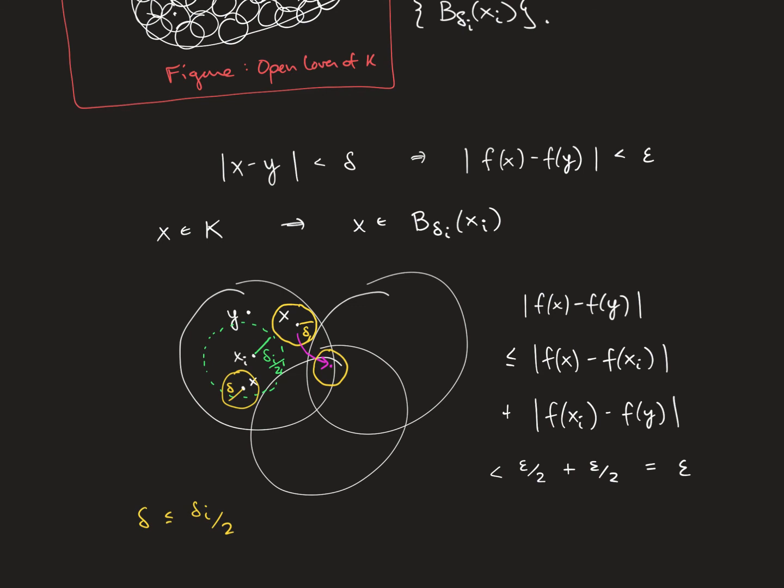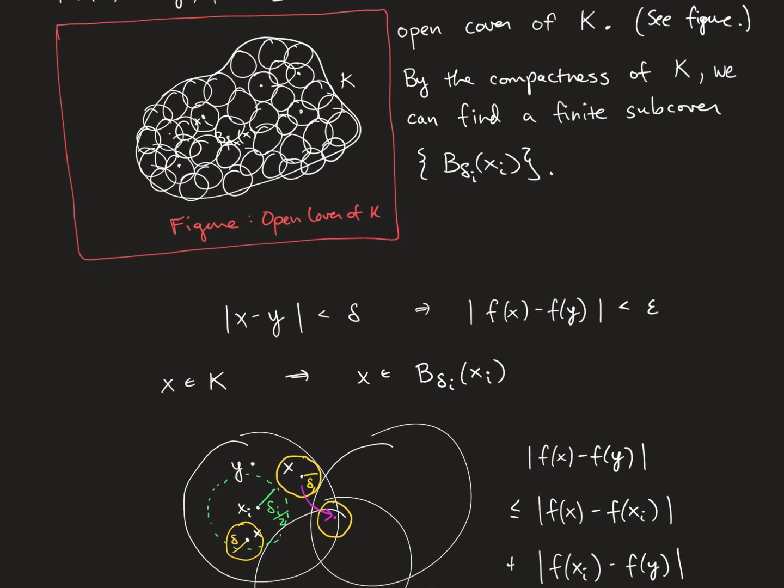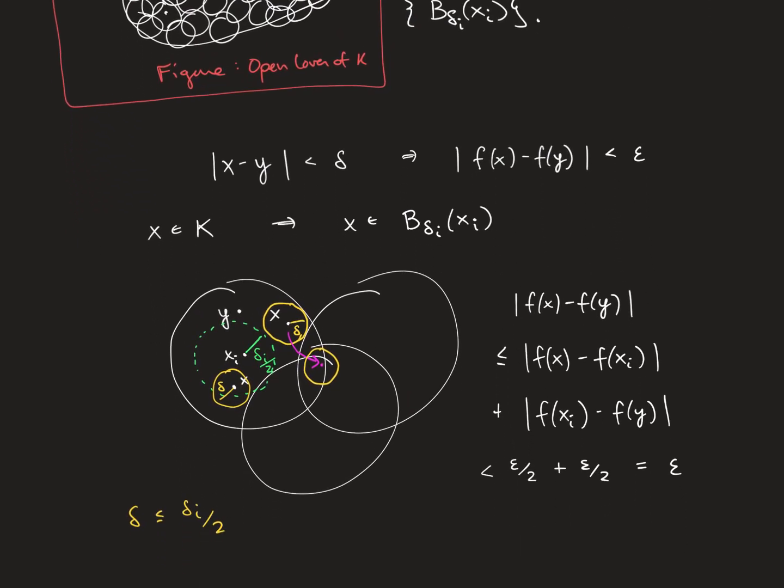So basically, what I need is to start with this x within delta sub i over 2 of x sub i. So how do we get this x to begin with? We just took an x in K and said, okay, because we have this open cover, x is in the delta sub i ball around x sub i. That's not what I want, actually.